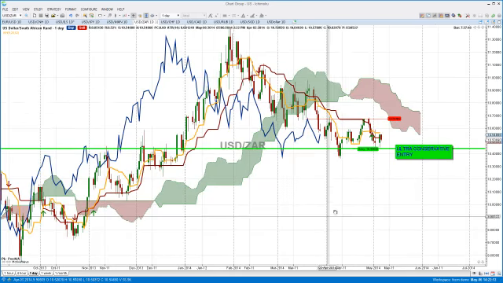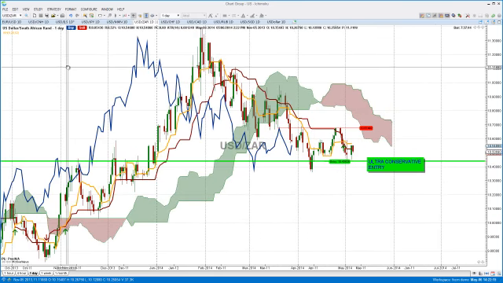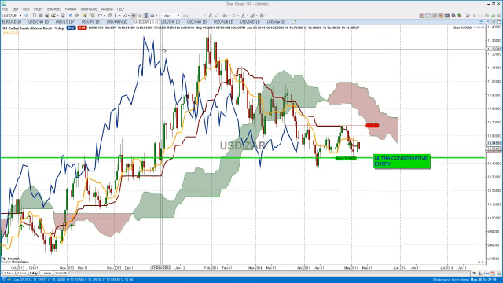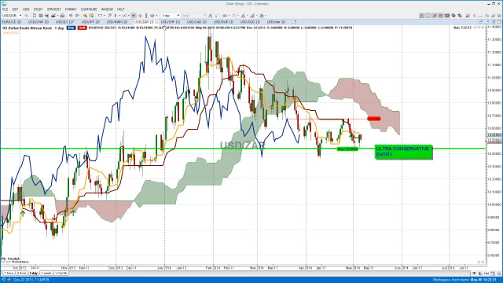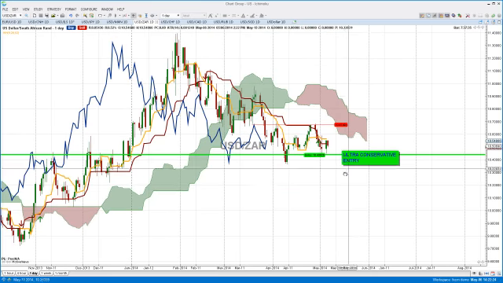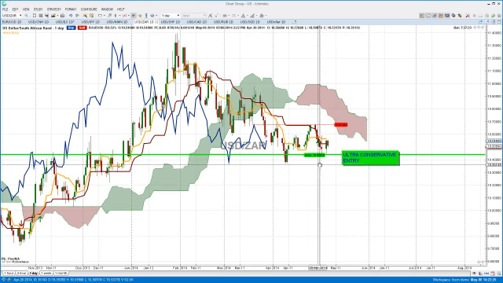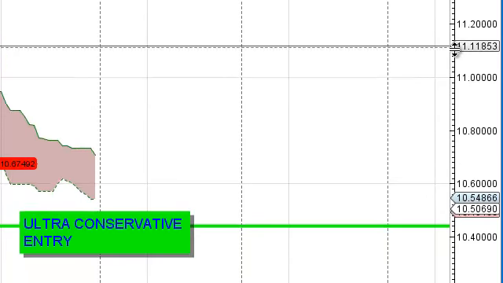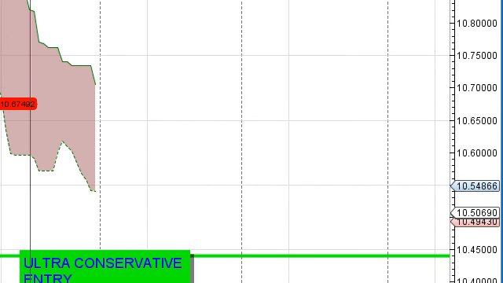Now we move over to the next instrument, the United States against the South African Rand, and as you can see, I've already marked off a potential trade setup at 10.4362. Let's just see if that's correct. We might have to move it down a bit if necessary. No, we're okay.